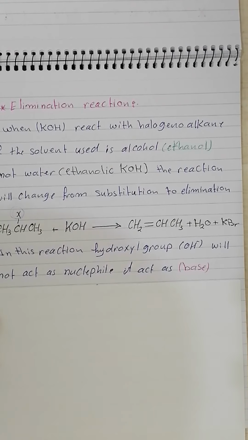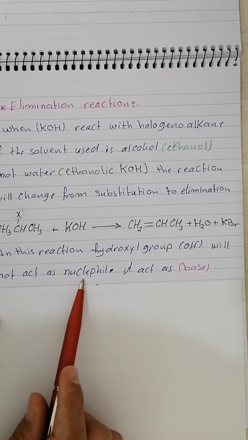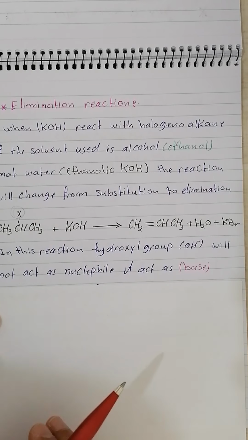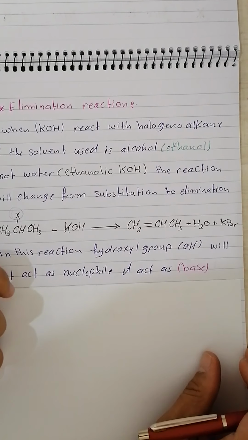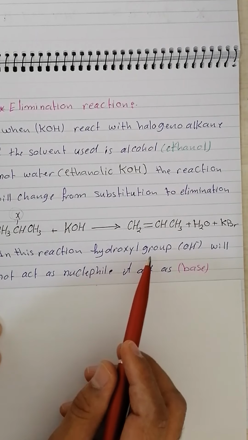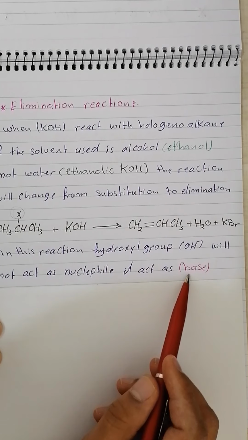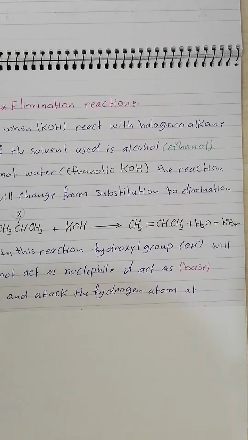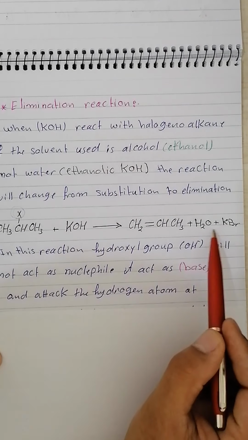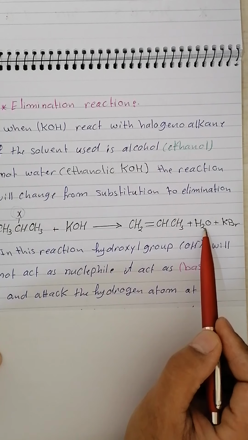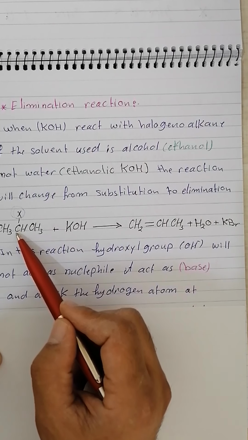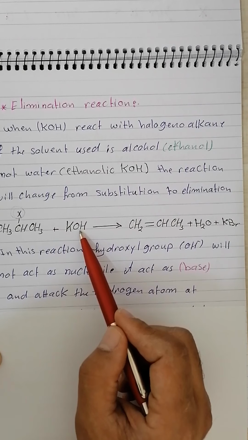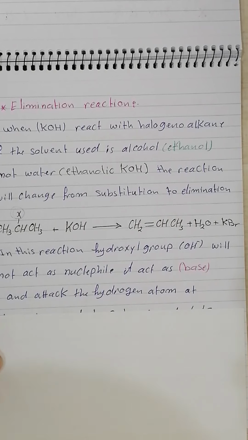In this reaction, the hydroxyl group will not act as a nucleophile. It will act as a base. This is one of the main differences between the two reactions. The hydroxyl group acts here as a base, not as a nucleophile like in the substitution reaction, and it will attack the hydrogen atom, forming H2O. It does not attack the carbon, because this carbon carries a partially positive charge, but it is not attacked by the hydroxyl group, okay?